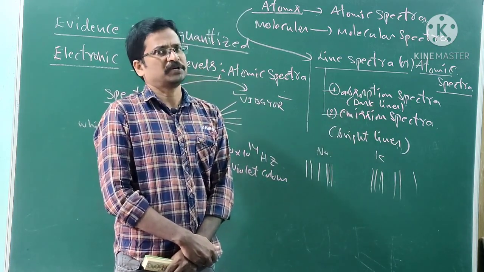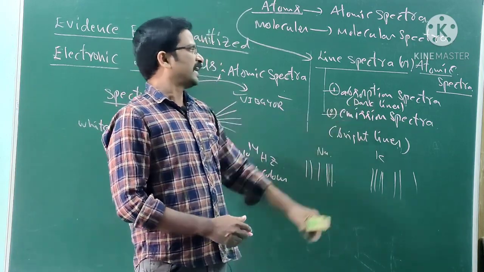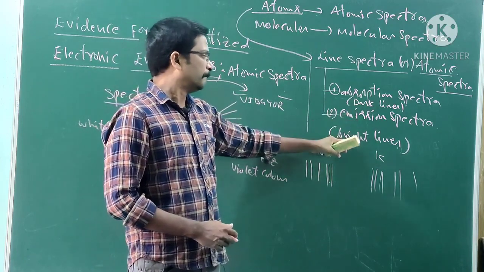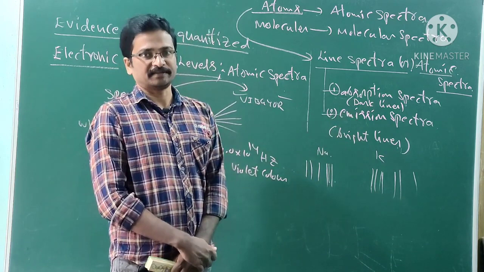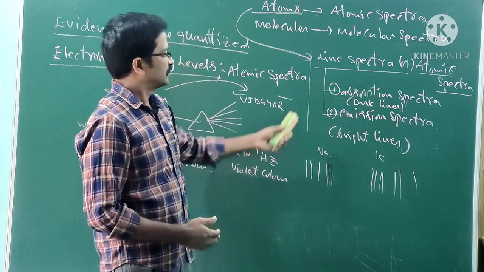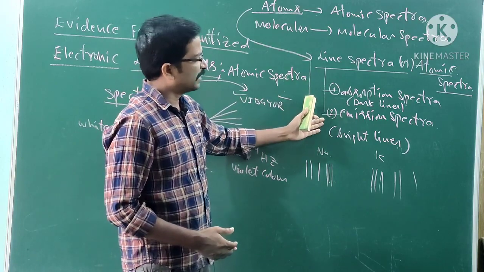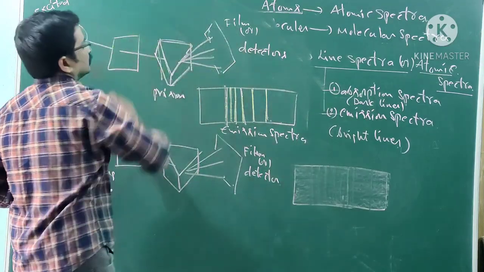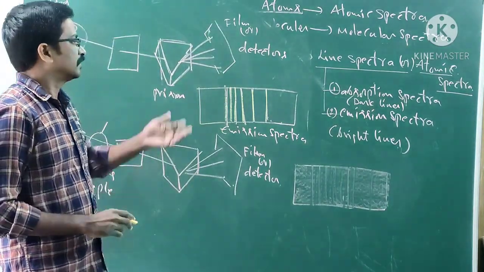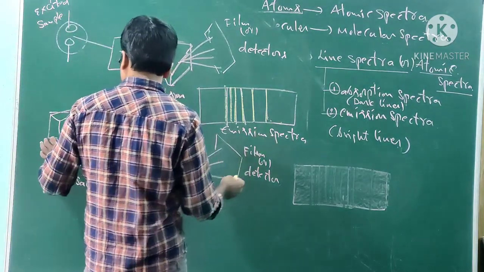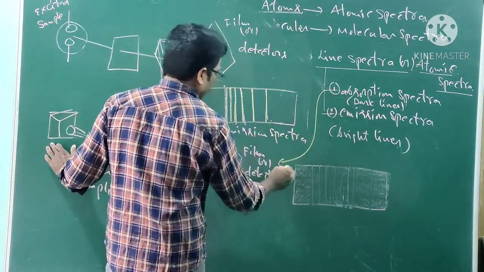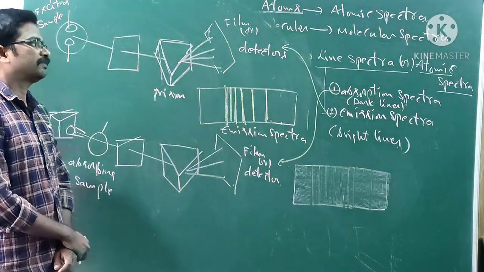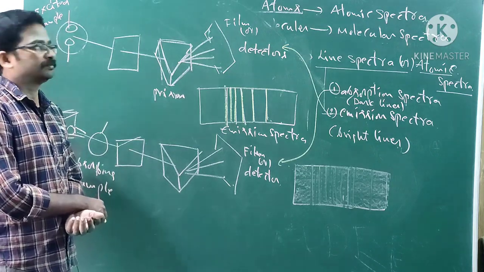Let us focus on how dark lines arrive in absorption spectra and how bright lines appear in emission spectra. Let us focus on the concept of absorption spectra, which is for the absorption sample. This is absorption spectra, and this belongs to emission spectra for the atoms.